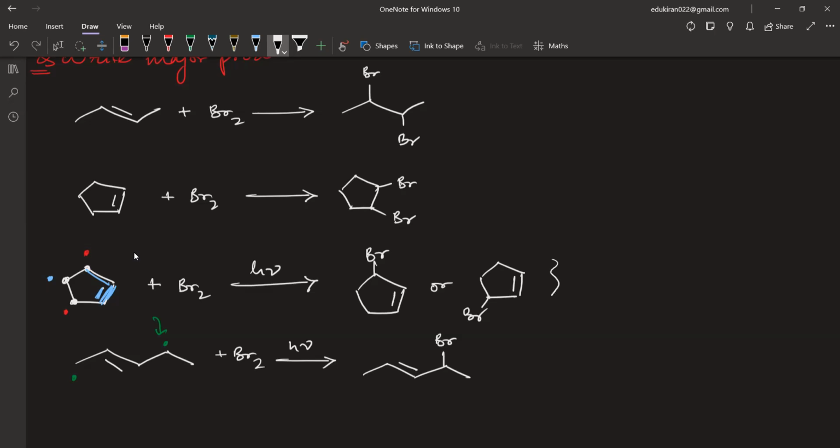Now, these are not the reactions of alkene. These are free radical halogenation. Okay, please write this down, all of these reactions. Let me know when you are done. So finished. Yes.